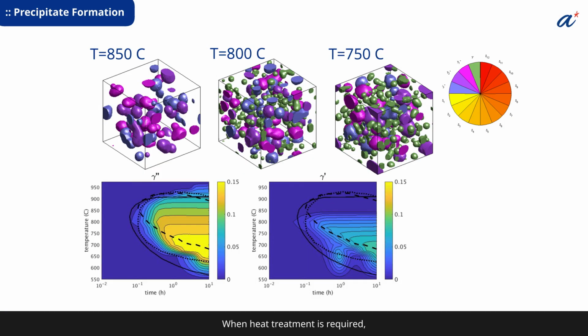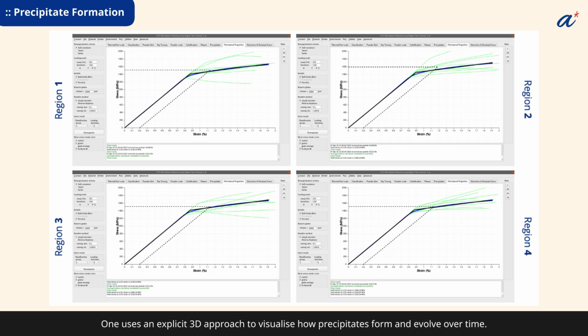When heat treatment is required, AMDT offers two powerful models to simulate precipitate nucleation and growth. One uses an explicit 3D approach to visualize how precipitates form and evolve over time. The other takes an implicit route, calculating precipitate behavior analytically for faster insights.